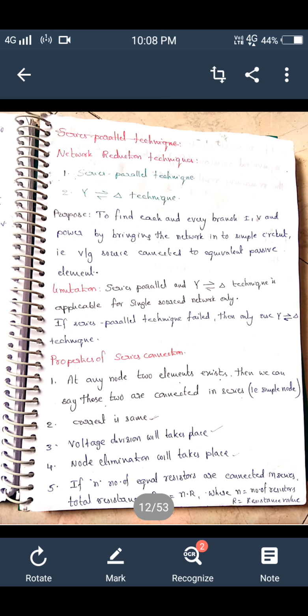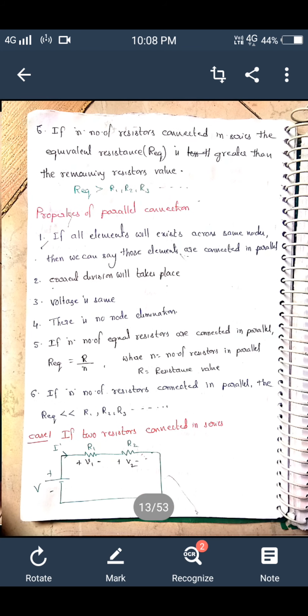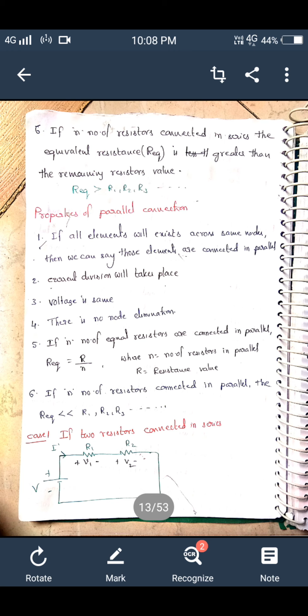The fifth property: if n number of equal resistors are connected in series, then we calculate the total resistance using the formula R equivalent equals N into R, where N is the number of resistors connected in series and R is the resistance magnitude. And the sixth property: if n resistors of different magnitudes are connected in series, then R equivalent is always greater than each of the individual resistors connected in series. These are the properties of series connection.